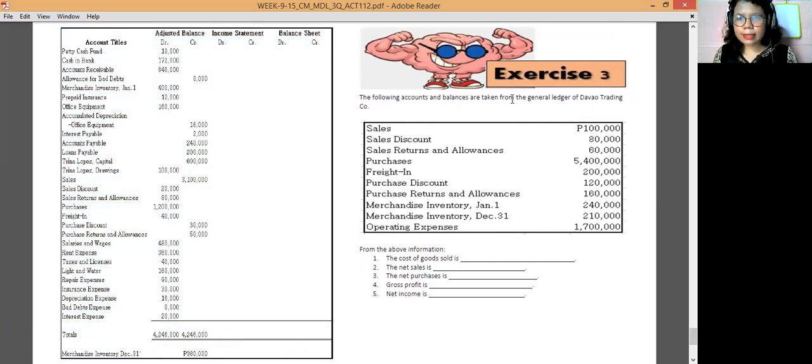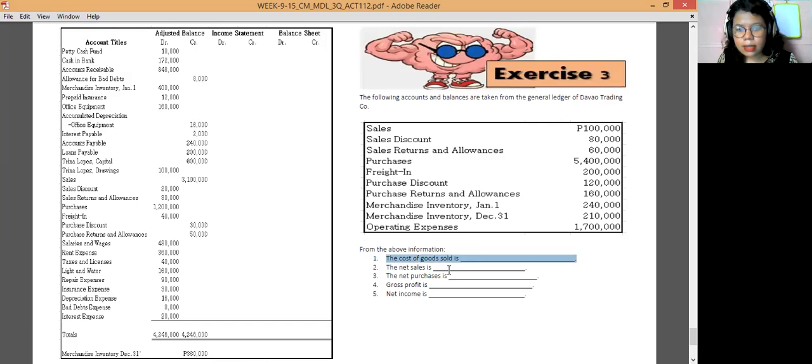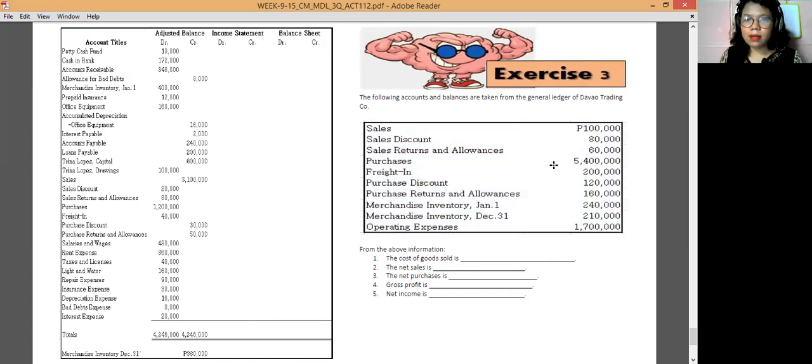Then, last, exercise 3. So, i-compute nyo na po. The following accounts and balances are taken from the general ledger of Double Trading Co. So, from the above information, ito yon. I-compute nyo po yung cost of goods sold. Then, net sales natin. Ano ba yung net sales natin? And then, the net purchase. Diba? And gross profit. And net income. So, net income, madali lang yan. So, dito, ito ang pag-basis nyo. So, sana makuha nyo ng tama yung ating module.